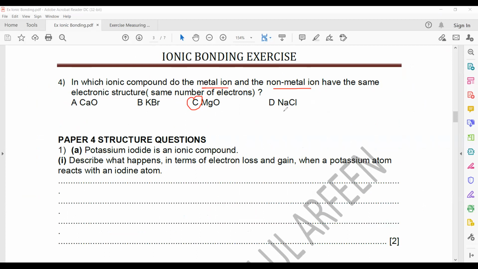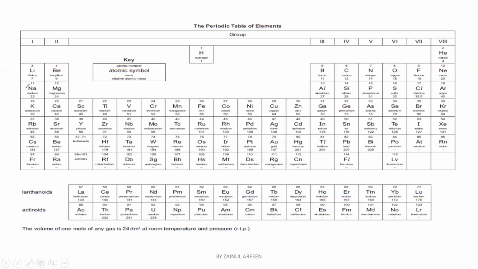Why not D, like sodium chloride? So when we check the sodium chloride, the sodium atom contains 11 electrons, this number, and the chlorine atom contains 17 electrons.